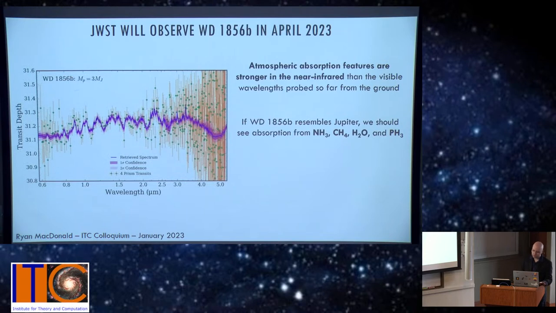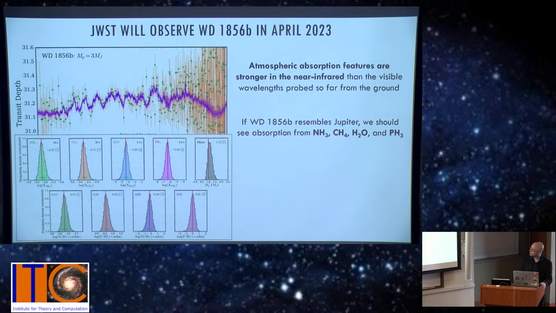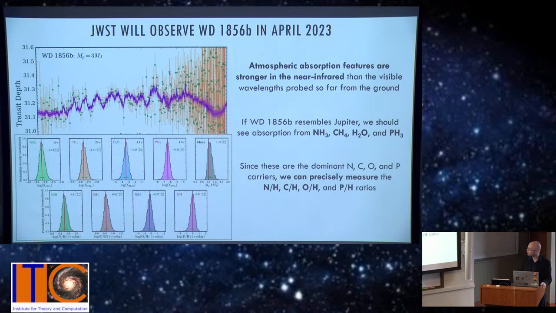So this is roughly what we're expecting to see from simulated observations, which, converted into constraints on the atmosphere, should lead to remarkably precise constraints on how much ammonia, methane, water, and phosphine there is in the atmosphere. And since we expect these molecules at this temperature to be the primary carriers of nitrogen, carbon, oxygen, and phosphorus, we can even convert these into simultaneous measurements of four elemental ratios in the atmosphere, which can potentially give us constraints on the post-main sequence evolution of this planet and maybe even its original formation history.